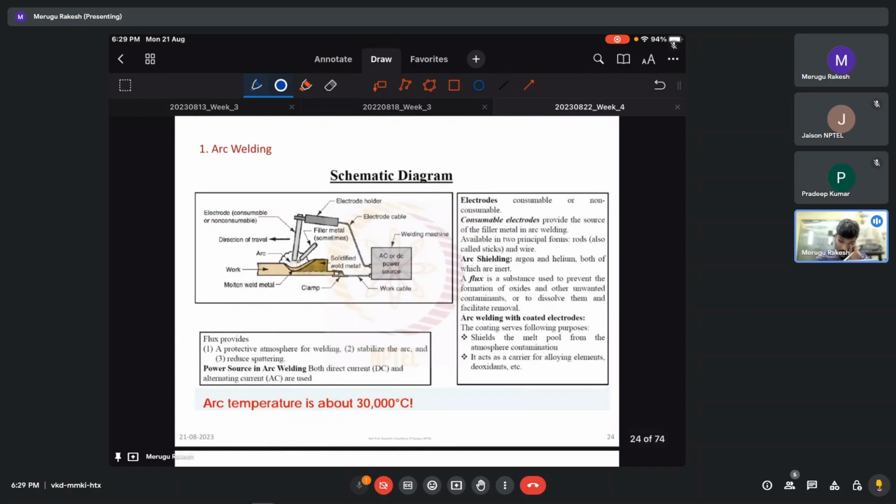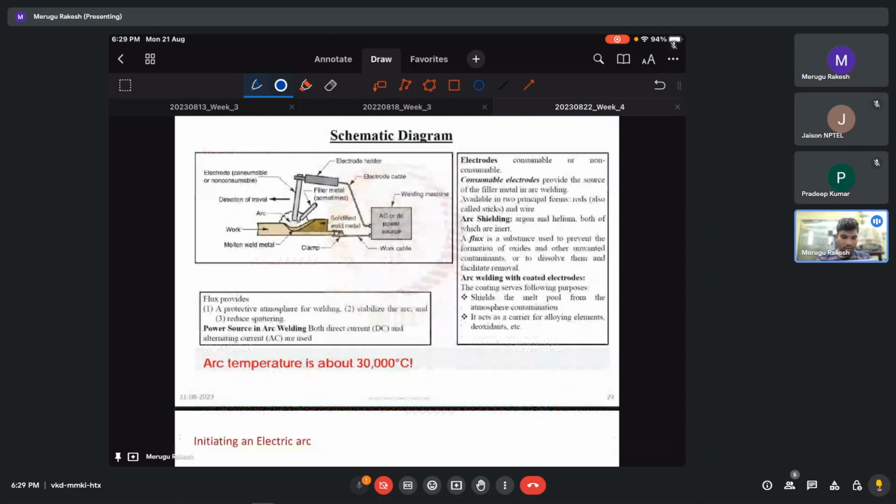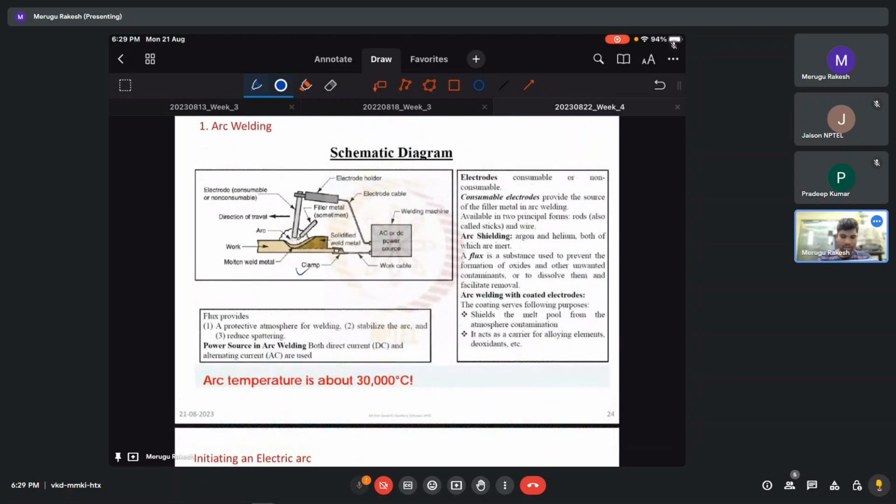Let us see this arc schematic diagram. I think I have already explained these things to you. The electrode can be consumable as well as non-consumable. If you are using a consumable electrode, it provides the source of the filler metal. In arc welding, filler metal is available in two principal forms: rods and wires.